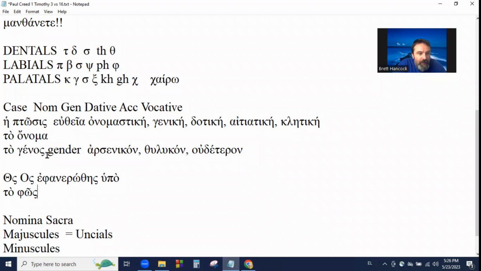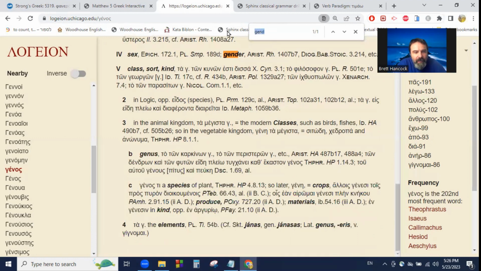So let's go back here. To genos, ta gene, did we establish it was ta gene? I think so. Gene ta megiste, so this would basically be the greatest class. They're using it in the sense of class. So that's the plural. When you're talking about neuter, whether singular or plural, the nominative and the accusative are the same form. If you're singular, the nominative singular and accusative singular are the same.